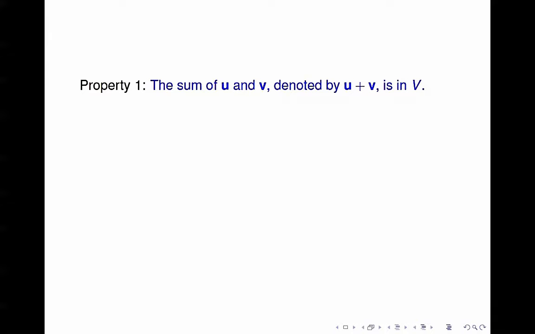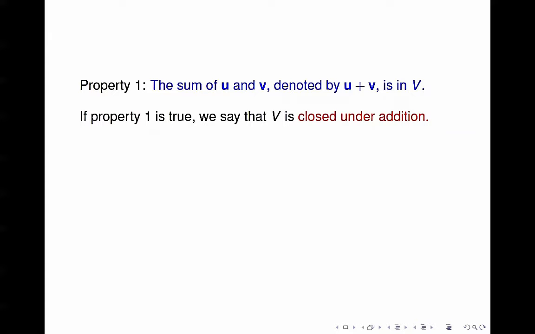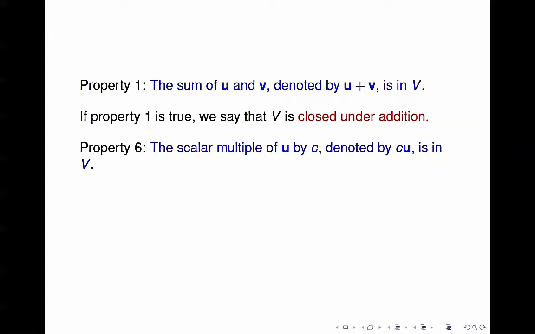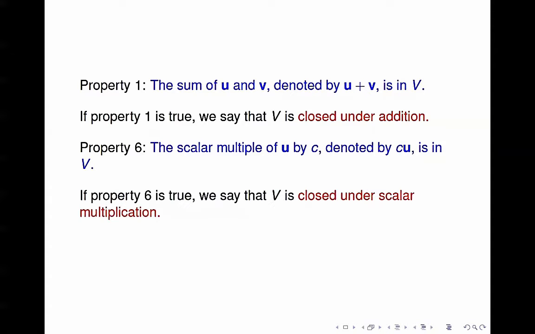Going back to property 1 and property 6, just to take a second look at those. Property 1 said that if you take any 2 vectors from the set and compute their sum, then it is also in the set. Okay, and if that is true, we say that the set is closed under addition. Property 6 says if you take a scalar multiple of a vector in the set, then the result is also in the set. If this is true, we say that the set is closed under scalar multiplication. Okay, so keep those terms in mind.